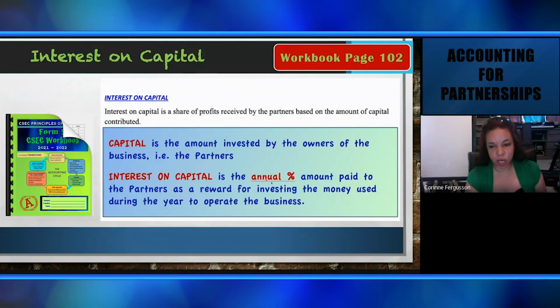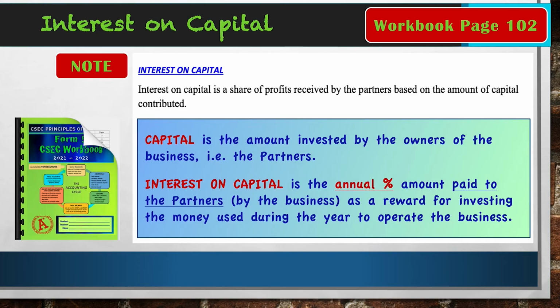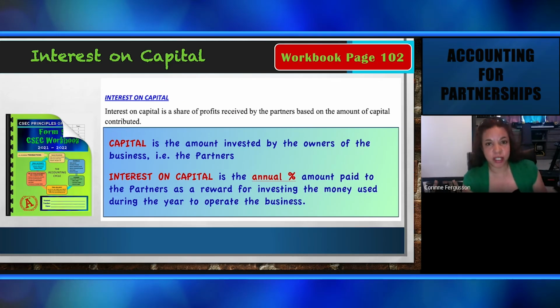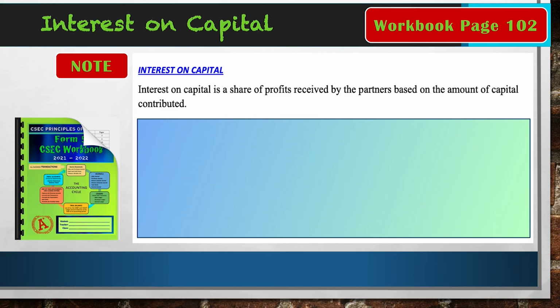It's the annual percentage. Remember, annual meaning it's for 12 months, right? So if they tell you 10%, that means it will be the reward for using the money for a year, annual, 12 months. If you did not use it for the full year, then you should not be getting a reward for it. So if you only invested money halfway through the year, should you get a full year's reward? No, you shouldn't. So that is what this is stating here.